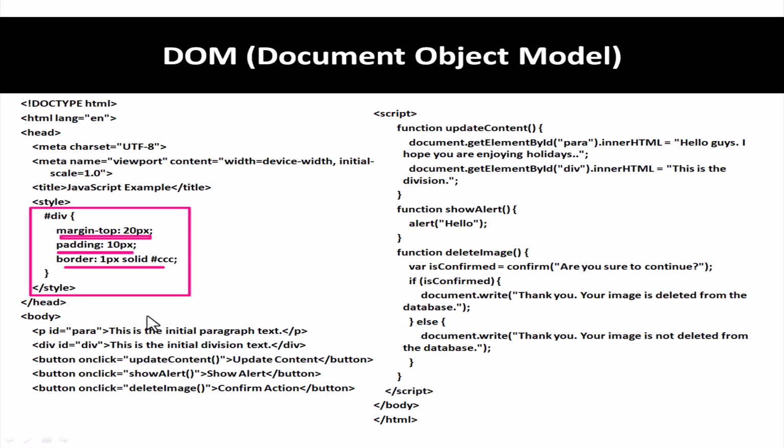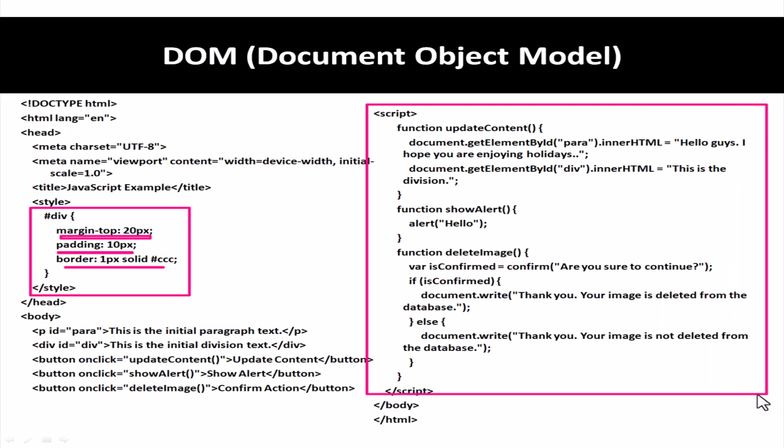Apart from that we are going to use JavaScript. The script tag is going to start and end here. Here we are going to use the button click: update initial content, show alert and delete image. These are the three buttons we have created. The name of the first button is update content, next is show alert, and the name of the third button is confirm action. Whenever you click a button, the corresponding function will be called. The name of the function is update content, so here we have the update content function.